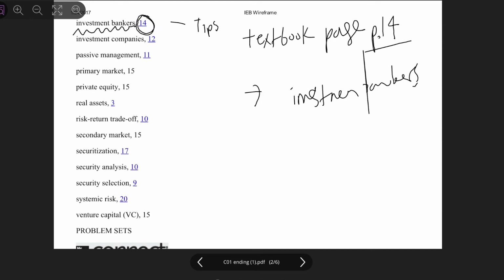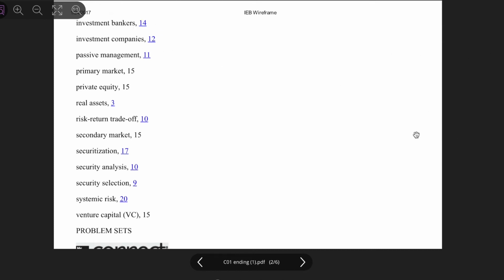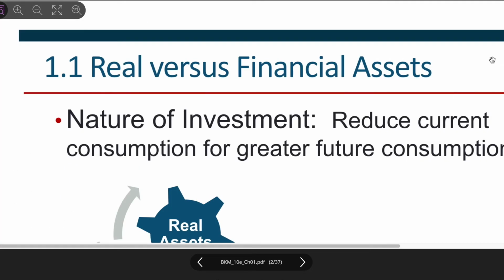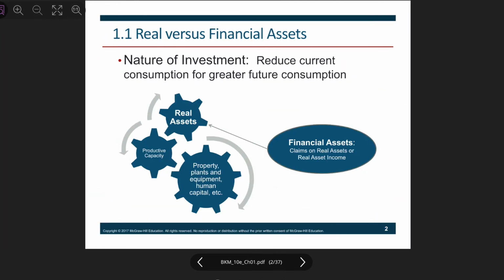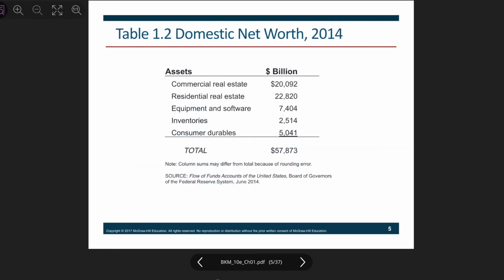So what I want you to do instead, because we're not required to have the textbook, is remove these numbers and find the matching page from the slides. So let's say the investment bankers. Let me see. We had investment bankers in which page?